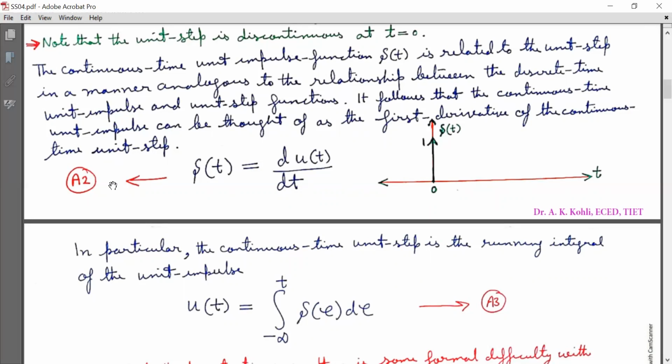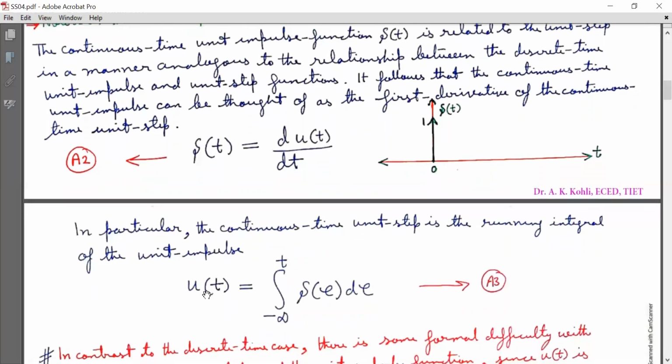Based on equation A2, in particular, the continuous time unit step is the running integral of the unit impulse. It means u(t) is equal to the integration from minus infinity to t of delta(tau) d tau. Mark it as equation A3. Now we have two equations in hand. Equation A2 indicates delta(t) and equation A3 indicates u(t).